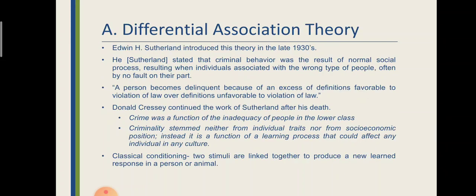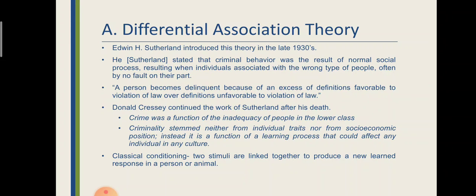So, next, after the social learning process, we have what are called types of social learning process. So there are many types of how social learning process is explained, right? So first we have the differential association theory. Differential association theory was introduced by Edwin H. Sutherland in the late 1930s.